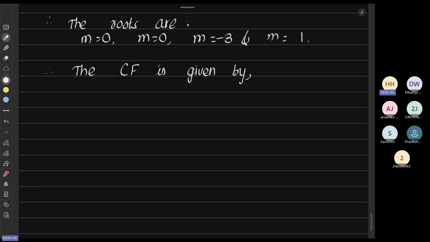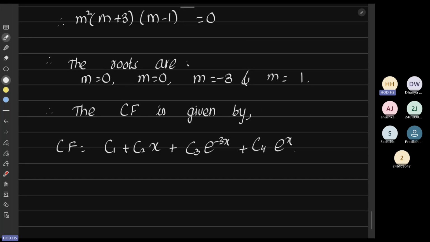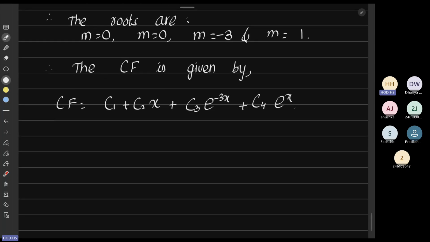CF = C1 + C2 x. Notice that I am not writing e^(0x) because e^(0x) is 1. Then C3 e^(−3x) and C4 e^x. So we have 4 components for our 4 roots. Now the complete CF is calculated.